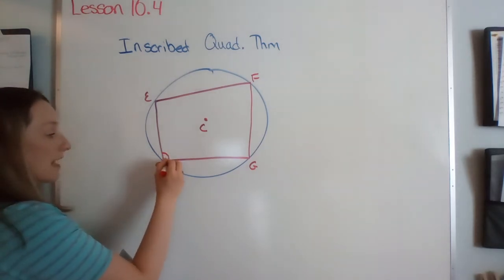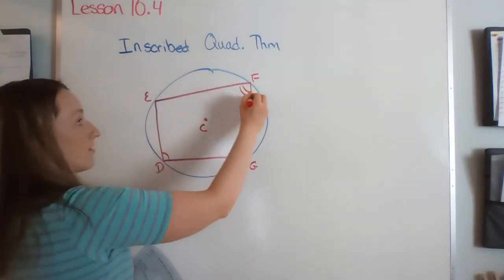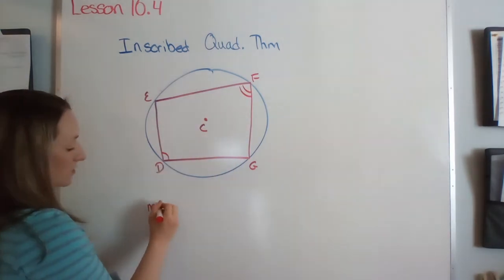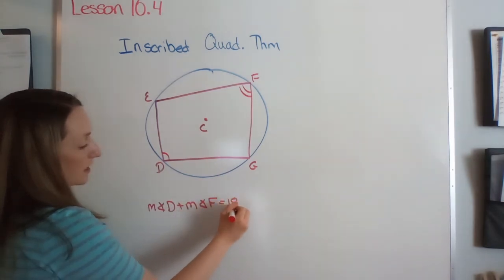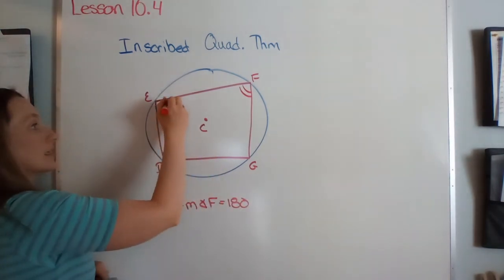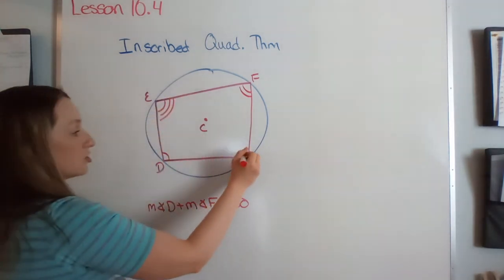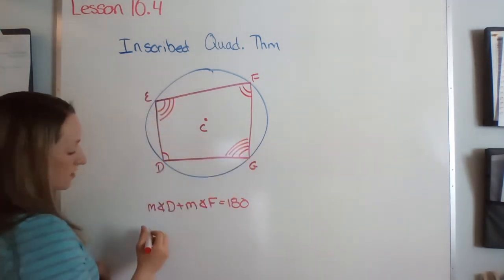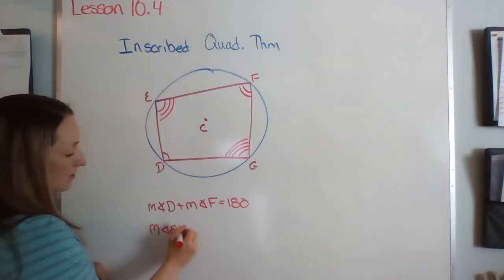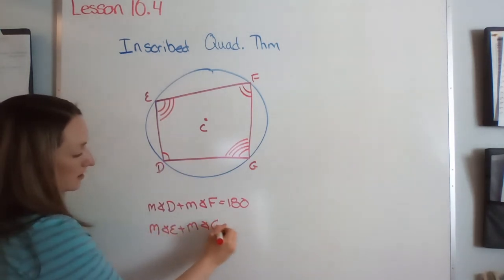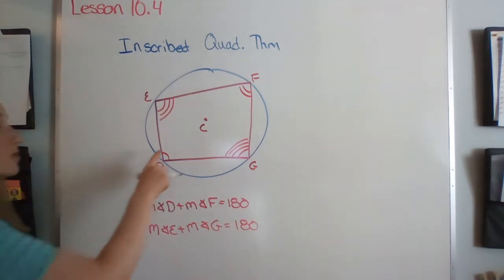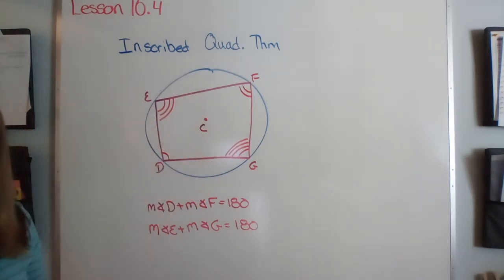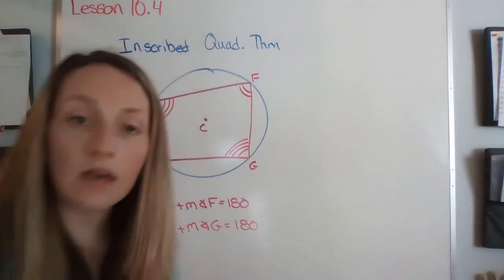Opposite angles, meaning angle D and angle F, are supplementary. So the measure of angle D plus the measure of angle F equals 180. And then opposite angles E and G are also supplementary. So the measure of angle E plus the measure of angle G equals 180. And we also already know from previous chapters the four angles of a quad all add up to 360 degrees. Okay, so that is all the information.